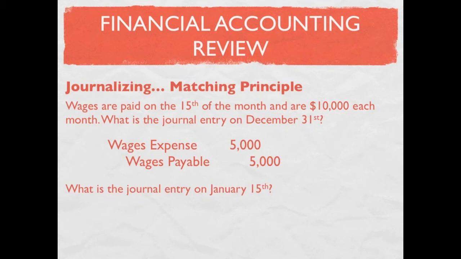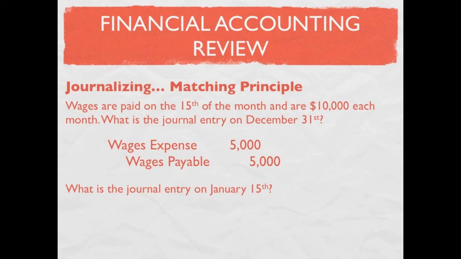Now let's look at the other side of that. Well, what happens on January the 15th? Because on January the 15th, we're actually going to pay a full month's salary, or wages in this case. So from December the 16th through January the 15th, we're going to pay this $10,000 in wages. So obviously we're going to credit cash for $10,000. But what do we debit? Well, we've incurred another half month's wages expense. So we're going to debit wages expense once again for $5,000.